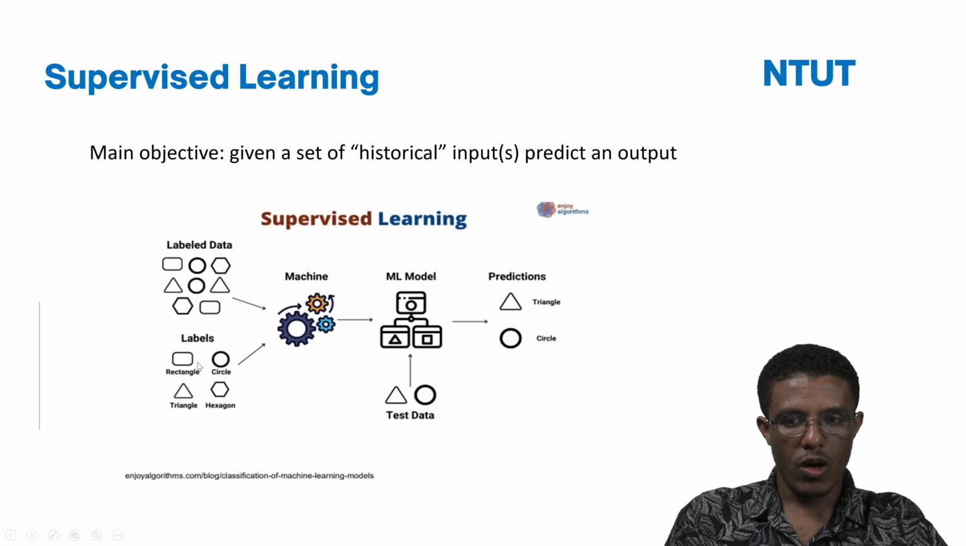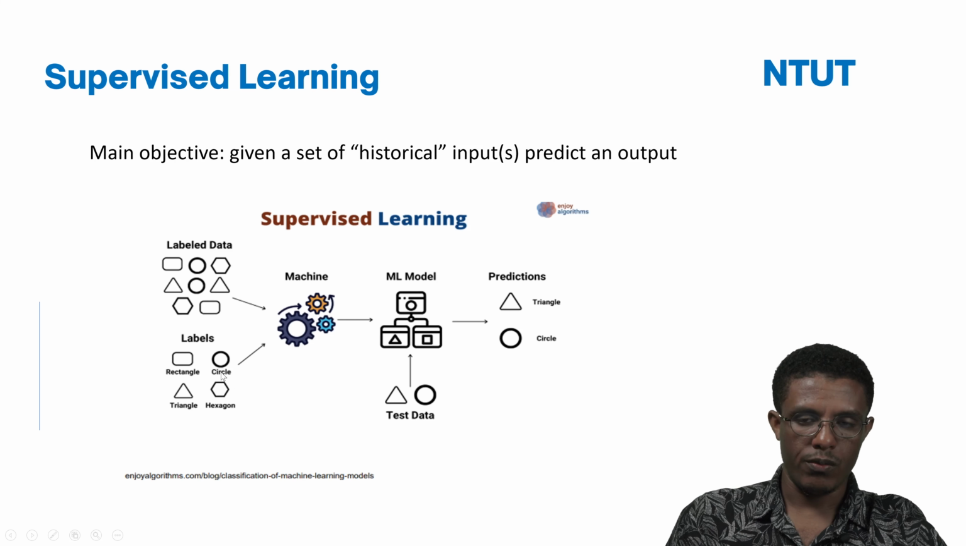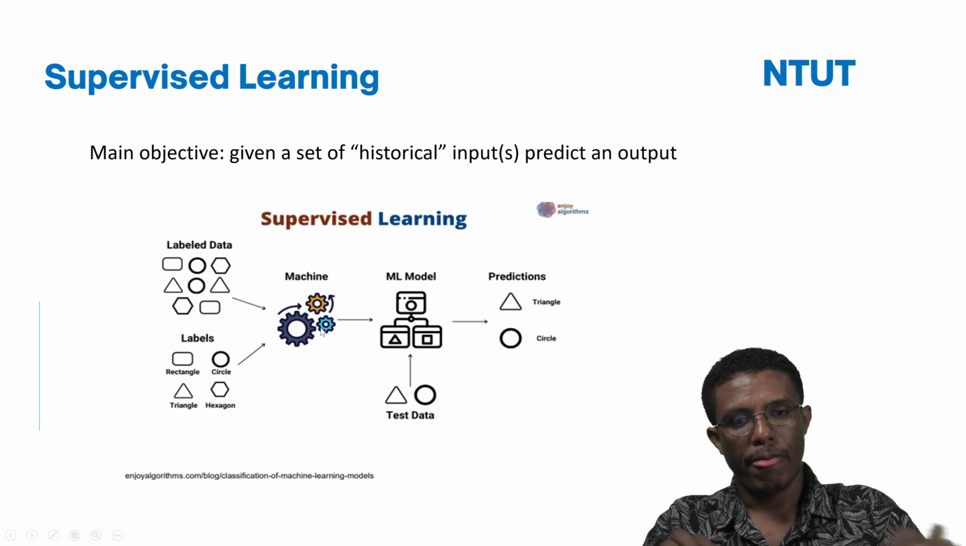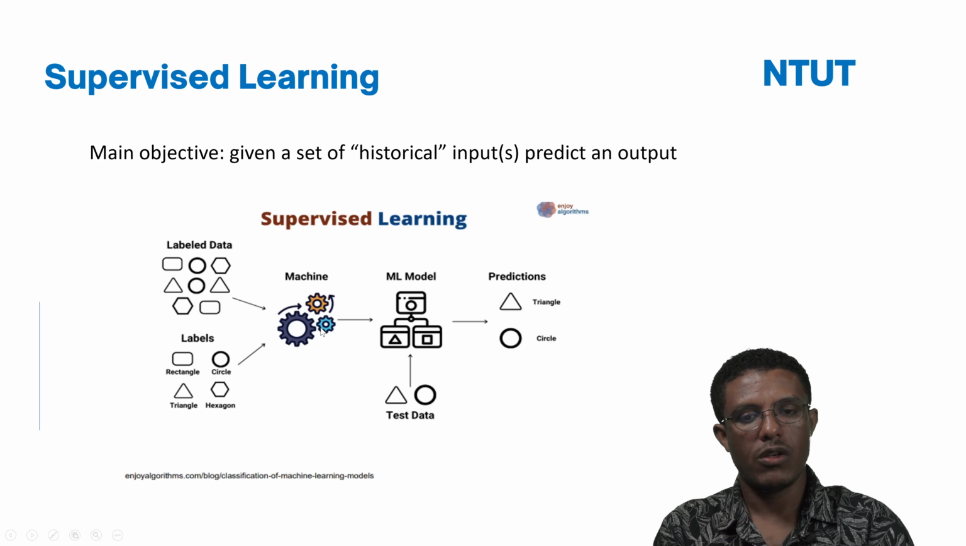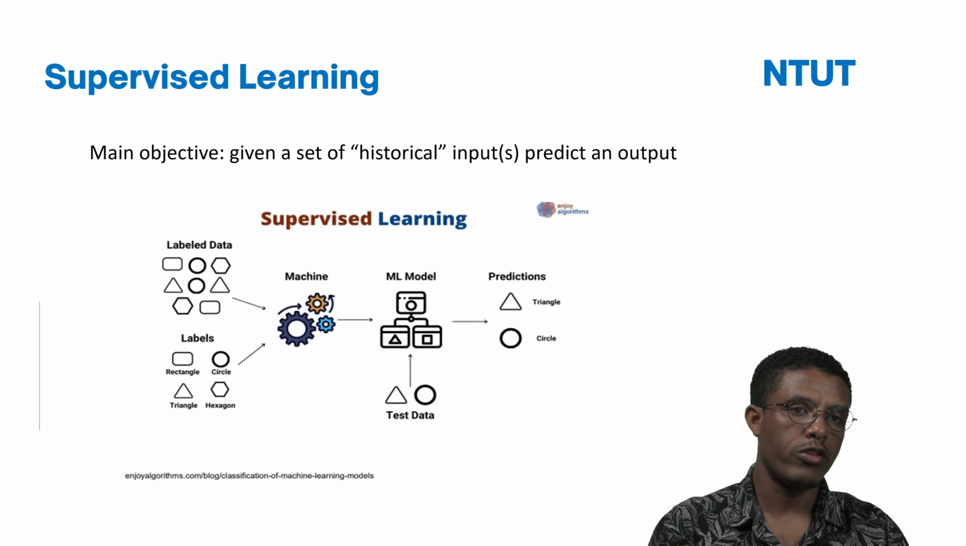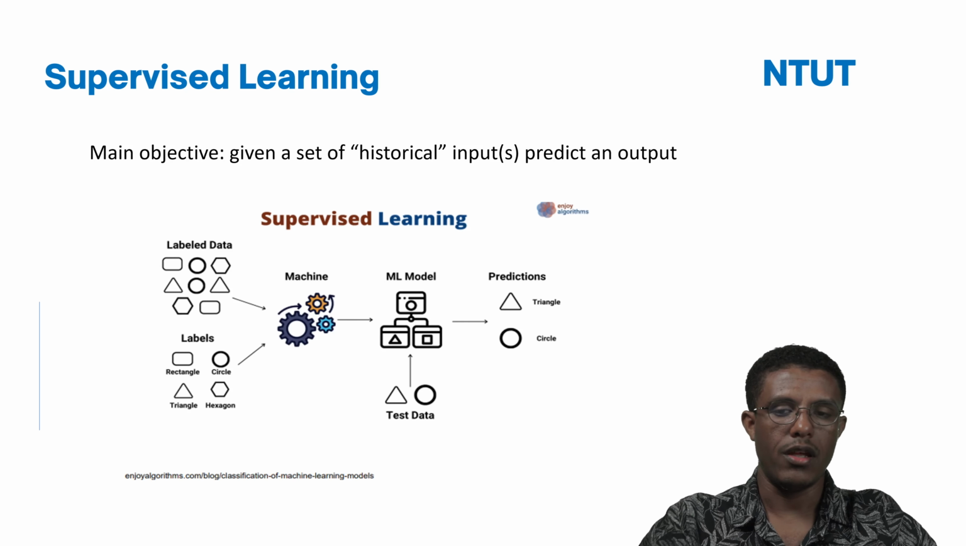So this means we already defined that if the shape is like this one, the name is rectangle. If the shape is like this one, the name is circle. If the shape is like this one, it's a triangle. And if the shape is like this one, it is a hexagon. So the input data into the machine learning algorithm includes both the input features and the labels.